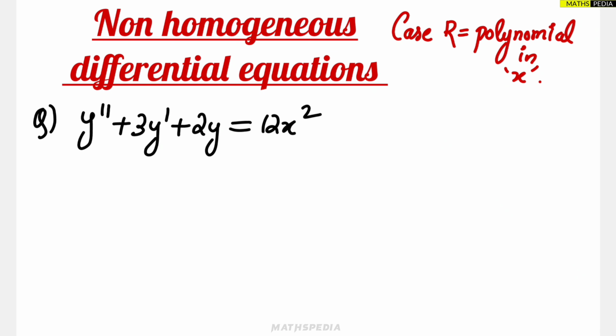So in this particular video, we can see that non-homogeneous differential equation, we are considering the case where the R value is nothing but a polynomial in x. The RHS part you can see over here in the question, we are having one polynomial with respect to x, a function of x. So how to deal with that, how to find the particular solution and the complementary function, that we have to understand.